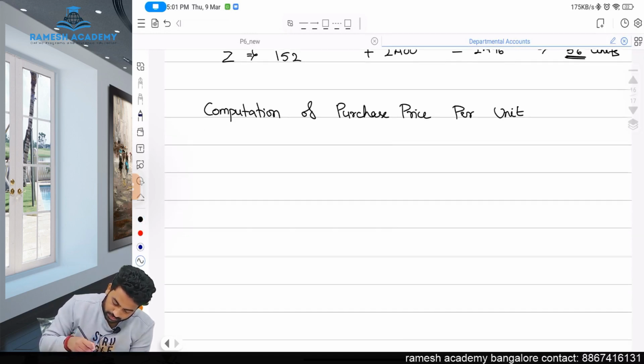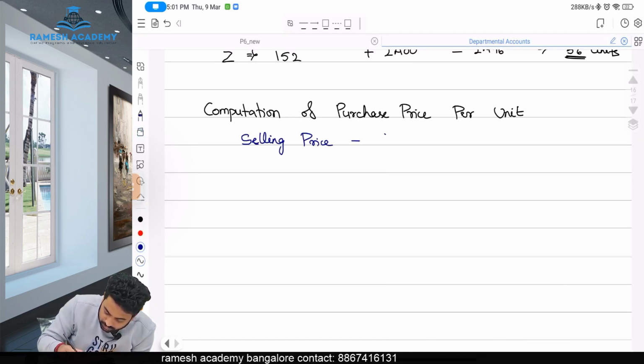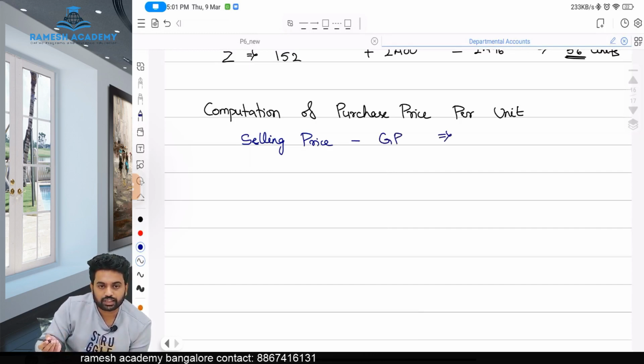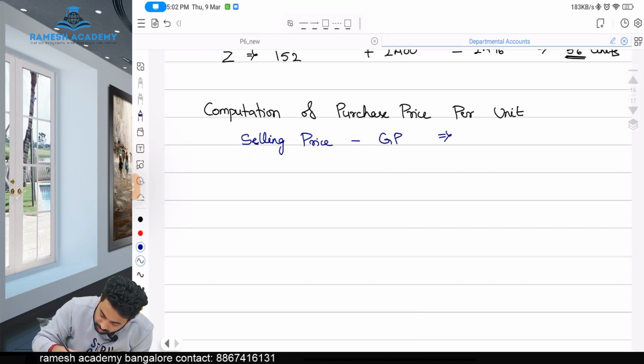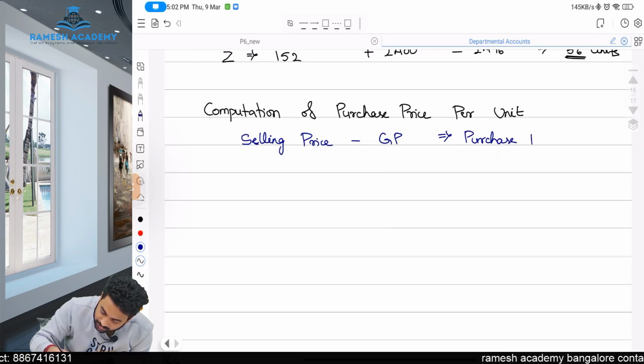What do you mean by purchase price, sir? Simple. Selling price minus gross profit will give you, of course, purchase price. I mean, it will give you the cost of goods sold, but other than purchase cost there is no other cost, so I will directly write it as purchase price.